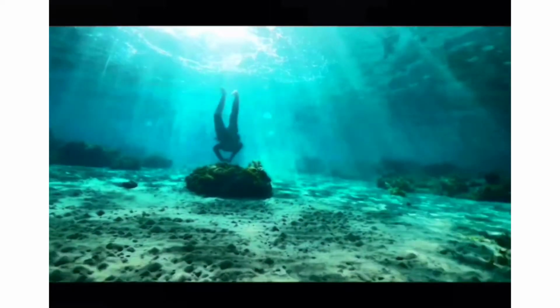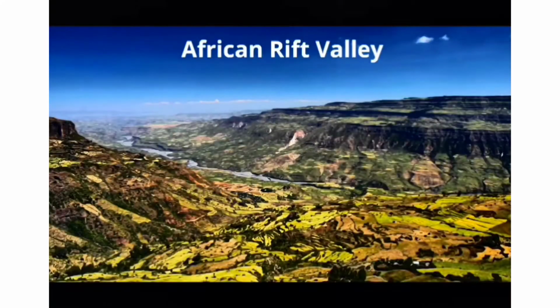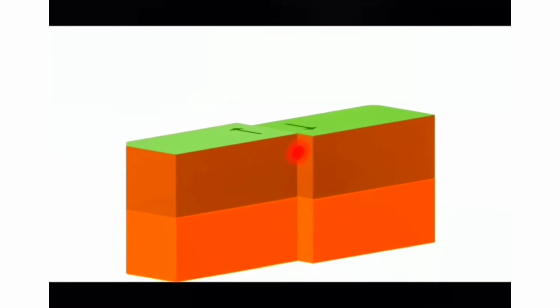Most of these divergent boundaries are located on oceanic floors. However, a rift valley may also form when continents separate from each other.